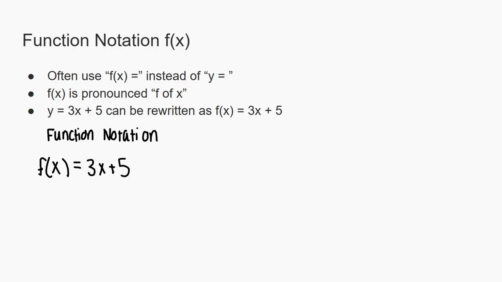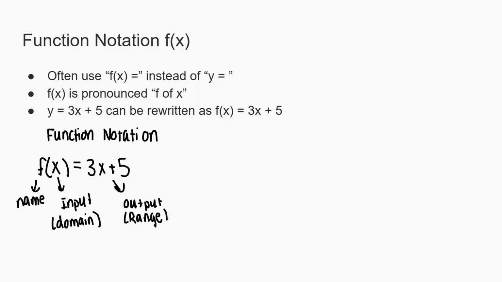I just want to break down the different parts of this. So the f of x is considered the name of the function. The x is considered the input, aka the domain, and 3x plus 5 is considered the output or range. And this output would be considered this entire 3x plus 5. So function notation can often be used to try to find the y value based on the x value.